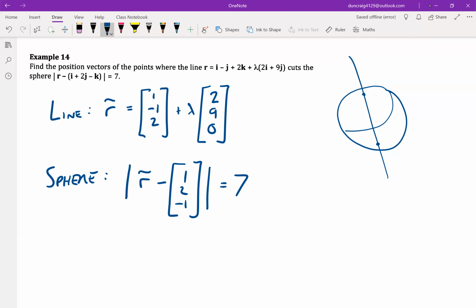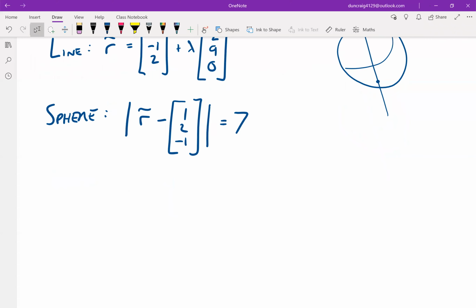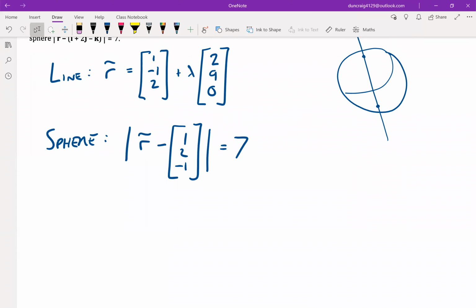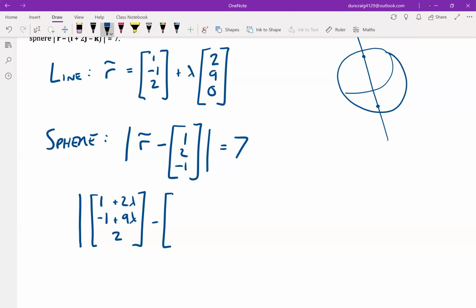Essentially, if we put the line into the sphere equation, we can figure out what lambda is and then solve for the position vectors. So let's do this. I'm going to write it as a single vector: the absolute value of (1 plus 2 lambda, -1 plus 9 lambda, 2) take (1, 2, -1) is equal to 7. Now we can simplify that.